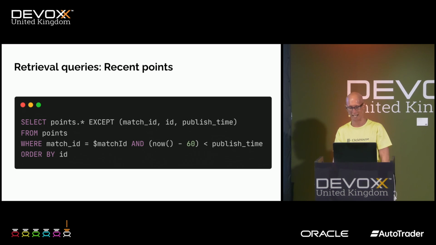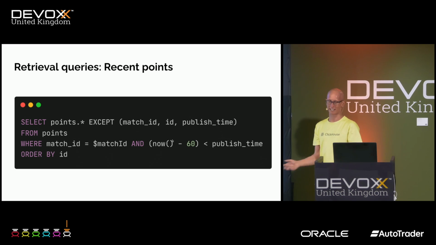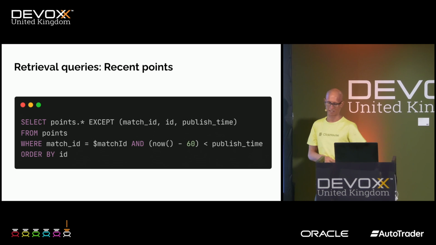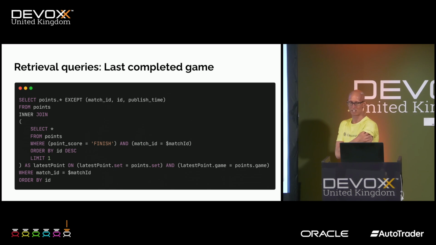And all we're doing is using this now function, which gives us the time in epoch seconds. We're saying take off 60 seconds and compare it to the published time of the events. Effectively, get us all the events that happened in the last 60 seconds. So if nothing had happened and maybe the game's going for a really long time, then they could pull out just the recent events. But more common is the last completed game.